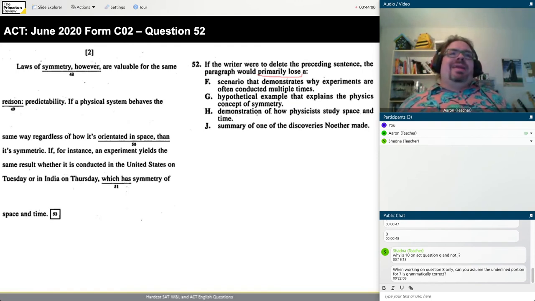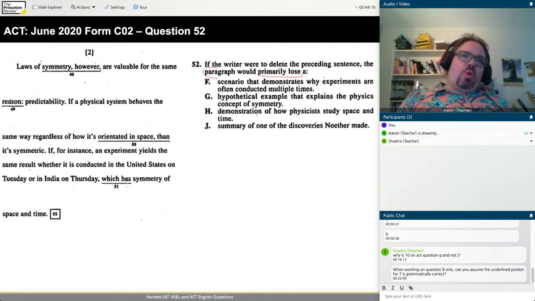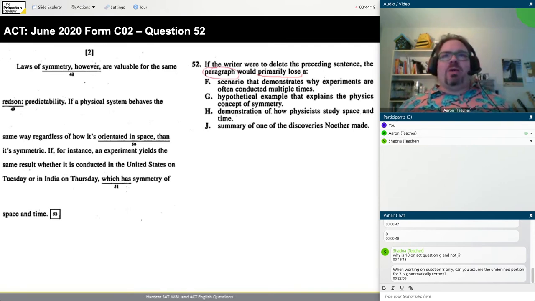Okay, cool. Now, the trap that many students fall into with a question like this is they start to focus very closely on the sentence itself. Now, the sentence itself is super important, but I want to point out that the question is asking what the paragraph would lose. And so, obviously, we need to read editor questions carefully to identify what we're being asked to do. But we also want to see the focus. In this case, we're deleting an entire sentence.